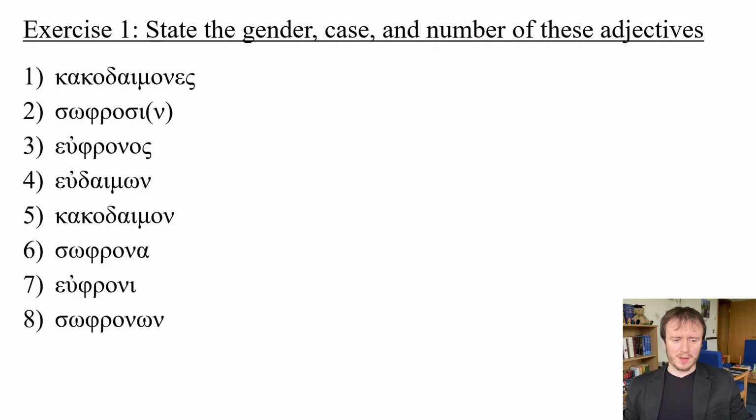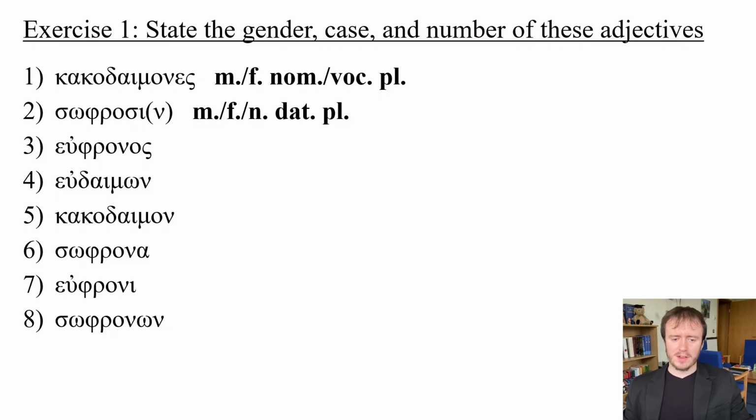Okay, to reveal the answers. Number 1, kakodaimones, is masculine or feminine, nominative or vocative, plural. Number 2, sophrosin, is masculine or feminine or neuter, dative plural. Number 3, euphronos, is masculine or feminine or neuter, genitive singular.